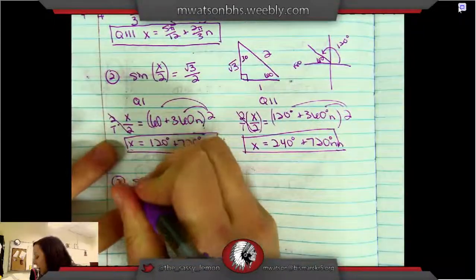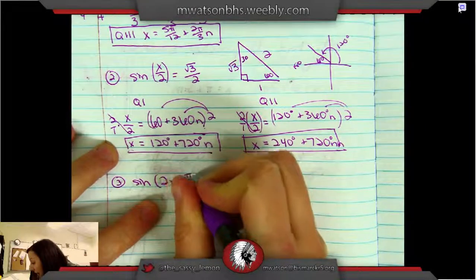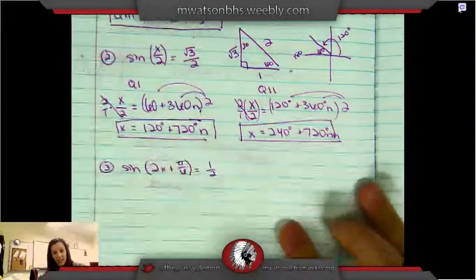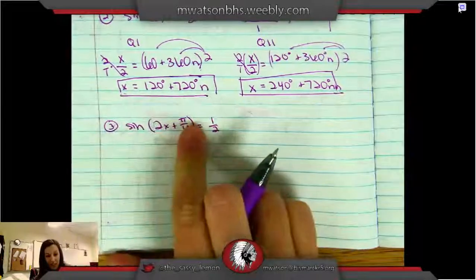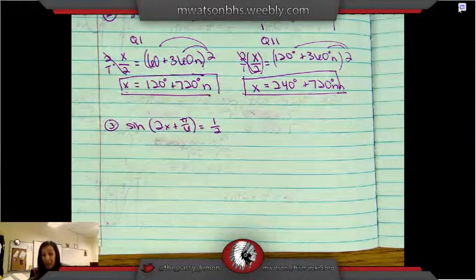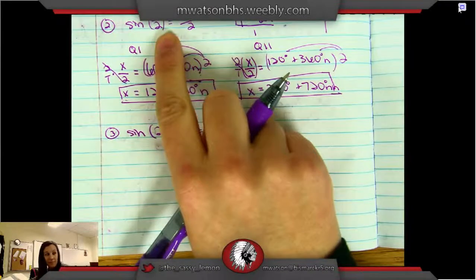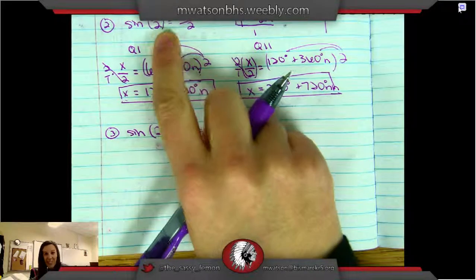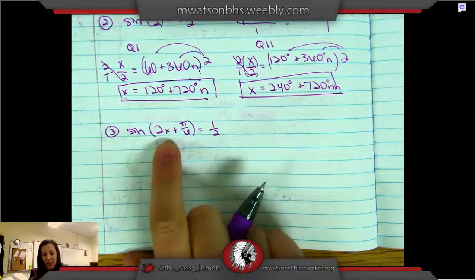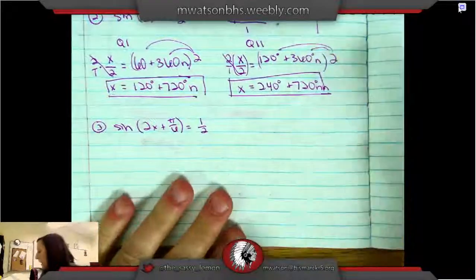Sine of 2x plus pi over 6 equals 1/2. Whew! Alright, so this is going to be in radians for one thing. And for two, our argument just got bigger. It went from just having x to having something multiplied or divided in the x, to having something multiplied and added. So let's see how that works out.